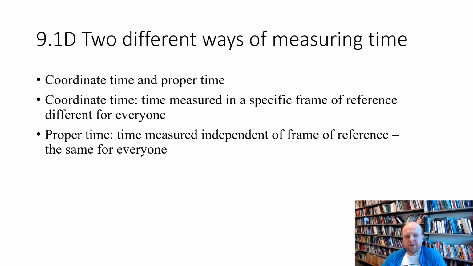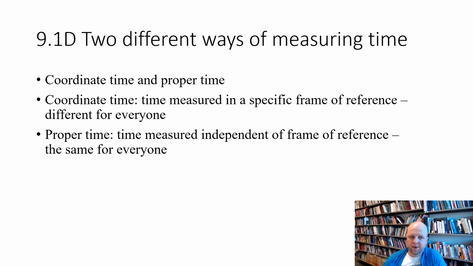But that will be different for everyone, because people have different frames of reference, and when they measure the time between one event and another, they will measure that a different amount of time has passed. But proper time is a way of measuring time which is independent of frame of reference, and it will be the same for everyone. Everyone can agree on the proper time. They will disagree on the coordinate time, but they can agree on proper time. So it's a good way of having an objective measurement of time that everyone can agree upon.